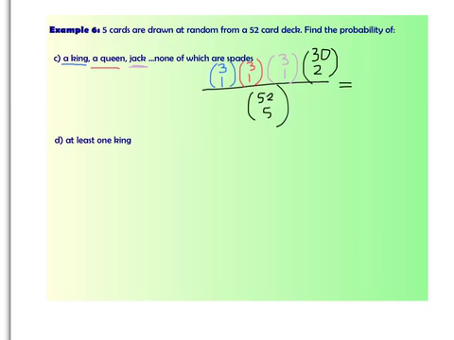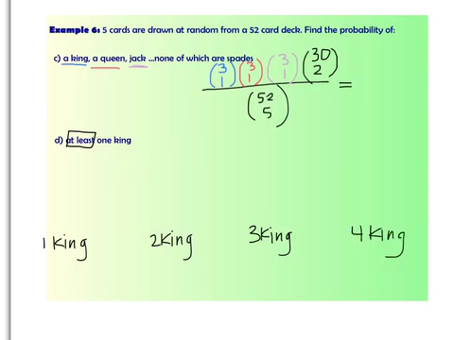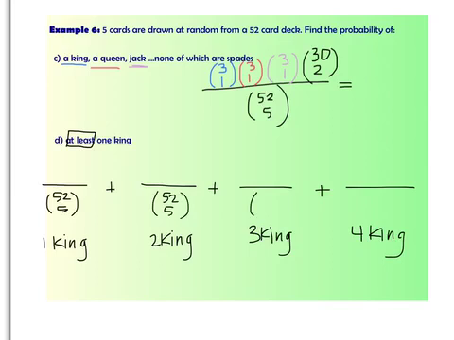Okay, let's do at least 1 king. All right, at least. That always causes some extra work for us because the idea is that we could have 1 king, or we could have 2 kings, or we could have 3 kings, or we could have 4 kings. So what we're going to do is find the probability of each, and then we'll be able to sum them together. Okay, so I'll go ahead and just do this setup again and leave the calculation to you guys. So in each case, we're always choosing 5 cards from the deck. So just like we've done with all of these problems, we're going to have 52 choose 5 in our denominators.